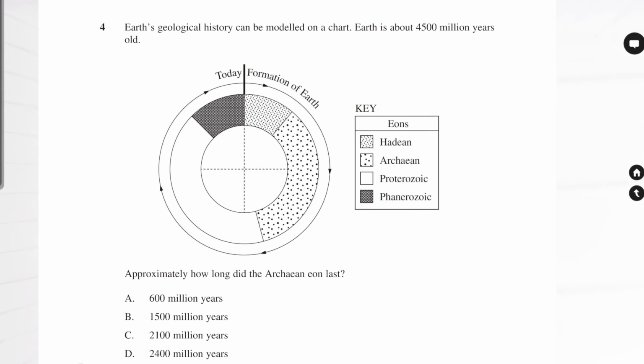Okay, now let's have a look at question 4. We've got a bit of information here. We are talking about the geological history. We've got a bit of information that the Earth is 4,500 million years old, and what we need to do is interpret this graph. We need to know about the Archean eon, and so what we are looking at is this little section in here.